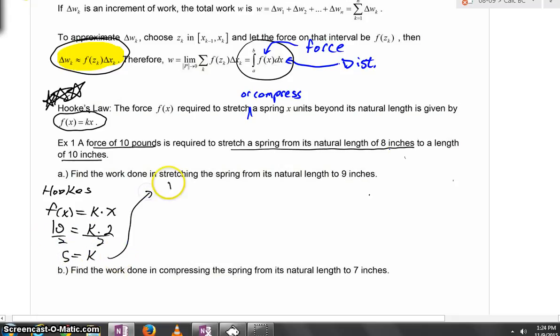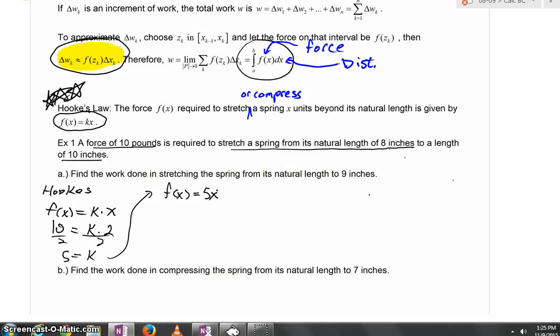And what's going to naturally happen now is we have an equation to represent the force that would be required to compress or stretch the spring however many inches beyond its natural length we would need. So who's to say it would just be 2 inches? Maybe it would be 2.1 inches or 2.03 inches. We could figure out the amount of force needed.